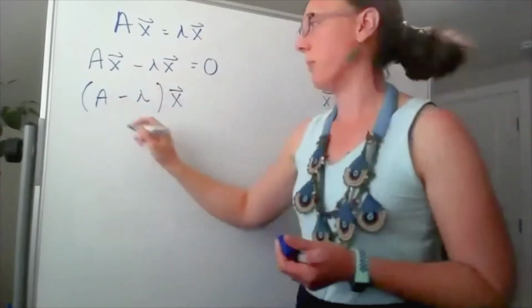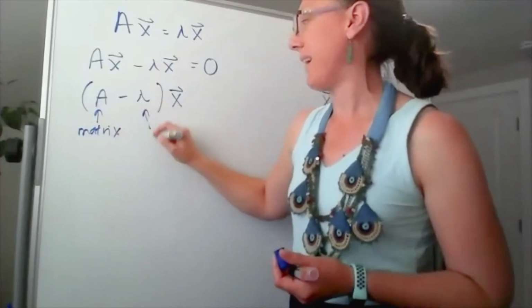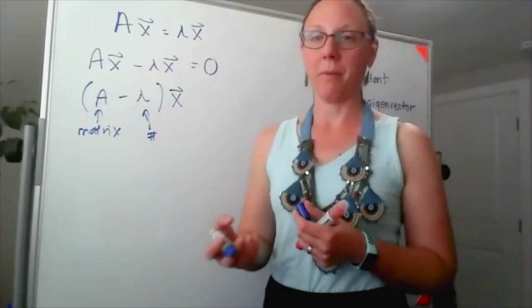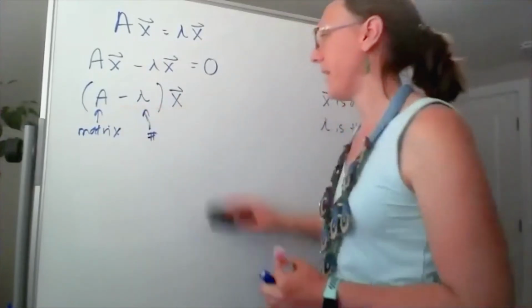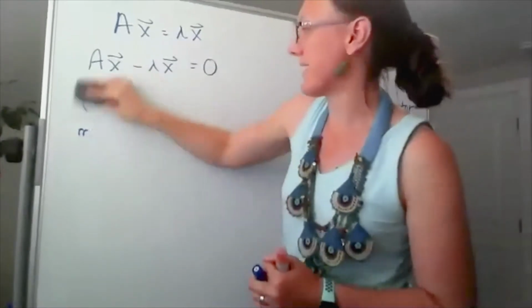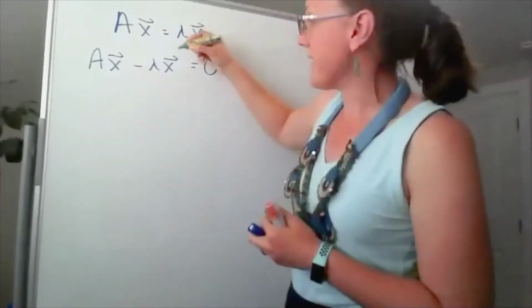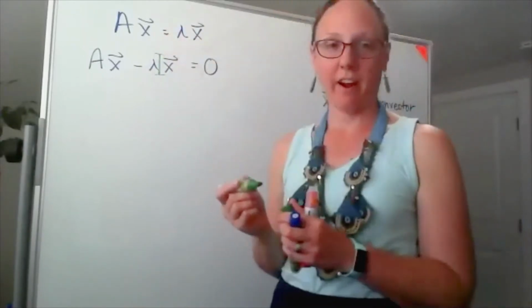Here we have a problem because a is a matrix, but lambda is a number. And I can't subtract a number from a matrix. So we actually have to rewind here and think about this instead with an invisible identity matrix squished in there.